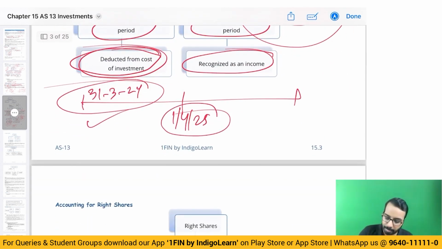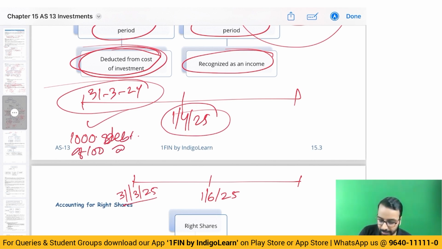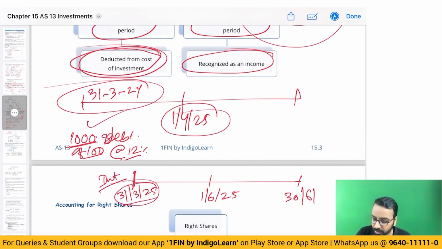Let us say I purchased some securities on 1st of June of 25 and the last interest paid was on 31st of March of 25. I have 1,000 debentures of 100 each at 12% interest. So the debenture pays me 12% interest. 1,000 is the number, 100 is the face value, 12 is the interest. Last interest paid was on 31st of March. Next interest will be paid on 30th of June of 25.